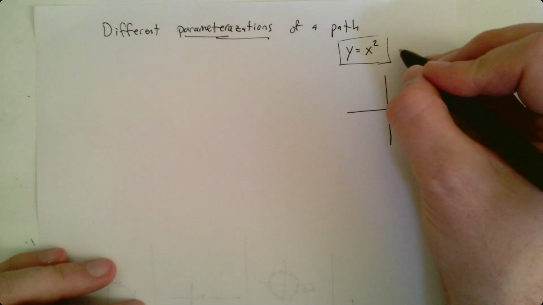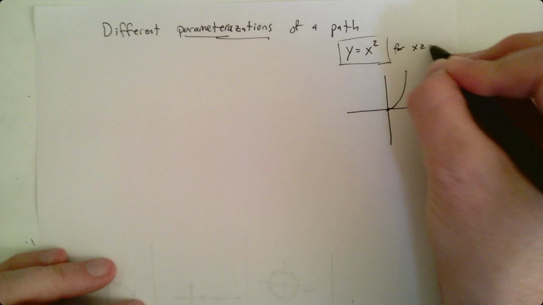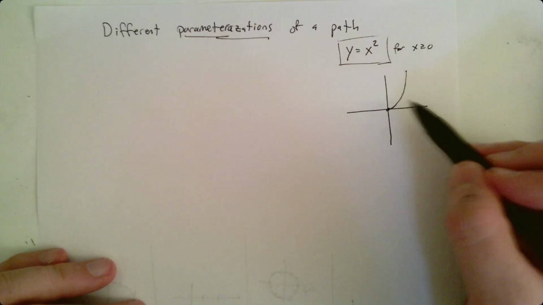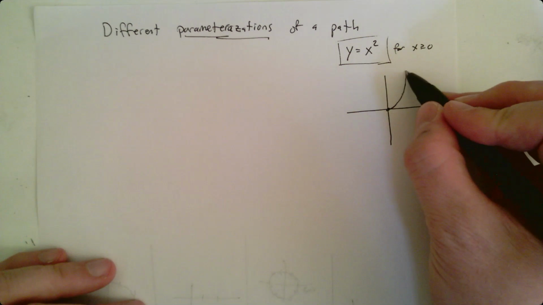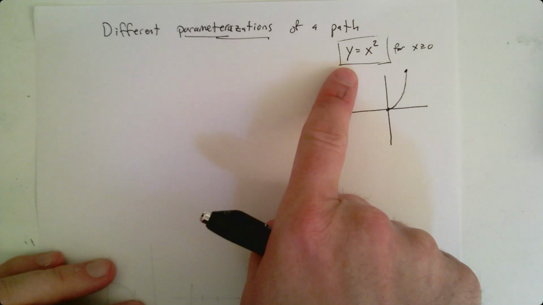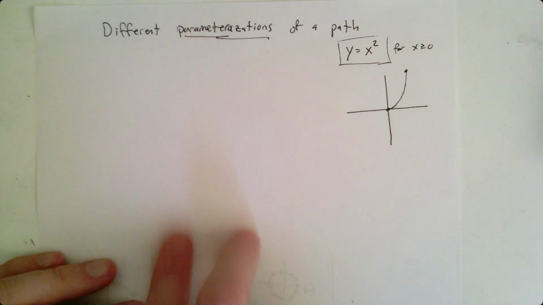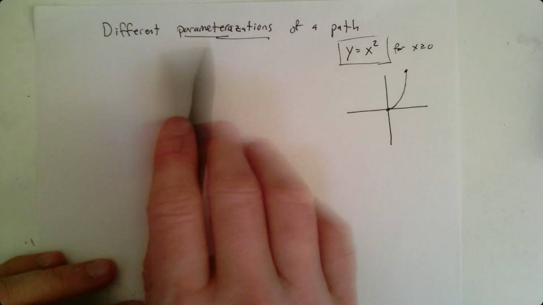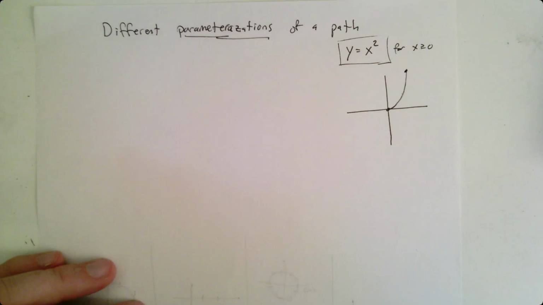Here, let's add a domain restriction. So here is y equals x squared for x greater than or equal to 0. If I want to turn this into a set of parametric equations, there are lots and lots of different ways to do that, and those are all called parameterizations of the path.